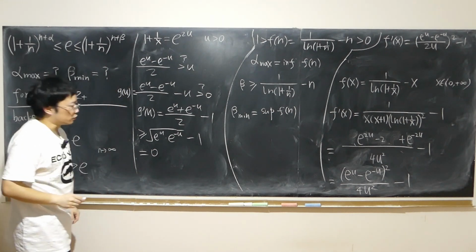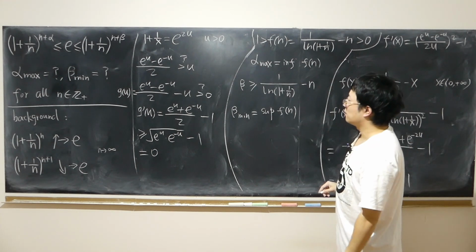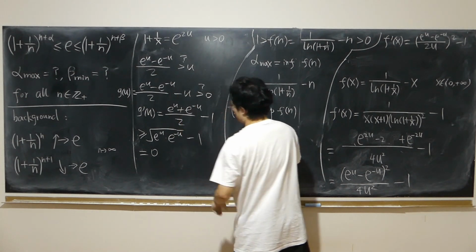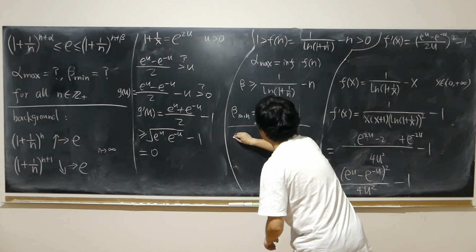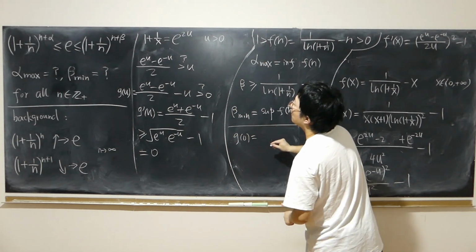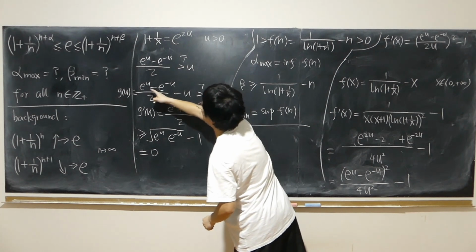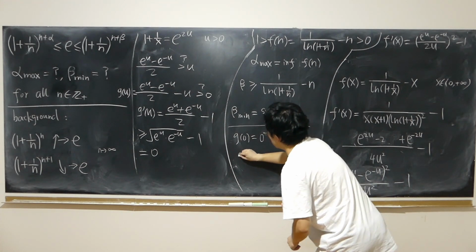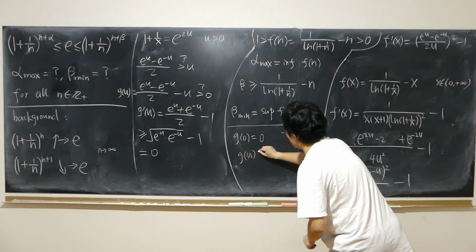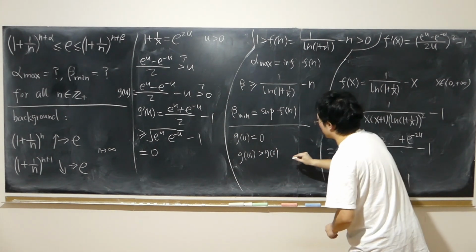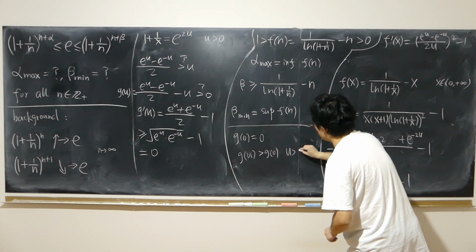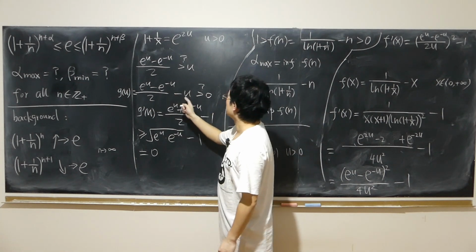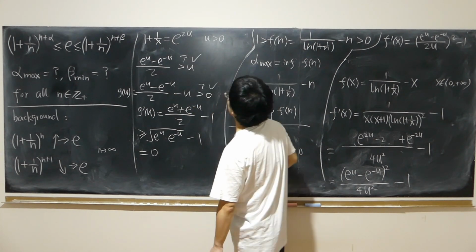Right? Derivative is non-negative, which means the function g is increasing. What's g of 0? G of 0 is e to the 0 minus e to the 0, 1 minus 1, 0, 0 minus 0, 0. So which means g of u is greater than g of 0, increasing function when u is greater than 0. So which means this is really true.